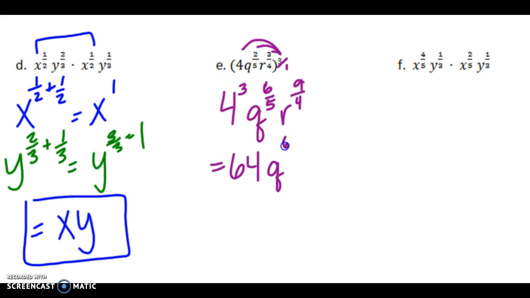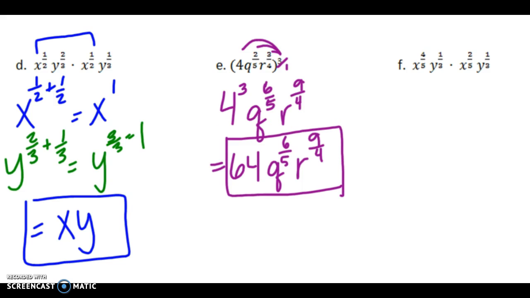And I don't have any fractional exponents in the denominator. Oops, that's it. So that's my final answer. I don't like how this 5 is written. So I get a 5 here.